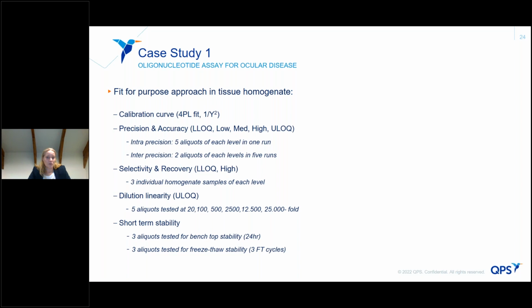Selectivity and recovery were measured at two levels, LLOQ and high, and we included 3 individual homogenate samples of each level. This is also a bit different from a validation, where most of the time 10 blank matrices are used and tested. We also tested dilution linearity. We spiked a sample at ULOQ and tested 5 aliquots at different dilutions. And we tested short-term stability, which includes the benchtop stability. We tested 3 aliquots for the benchtop stability for 24 hours, and we tested freeze-thaw stability up to 3 freeze-thaw cycles.